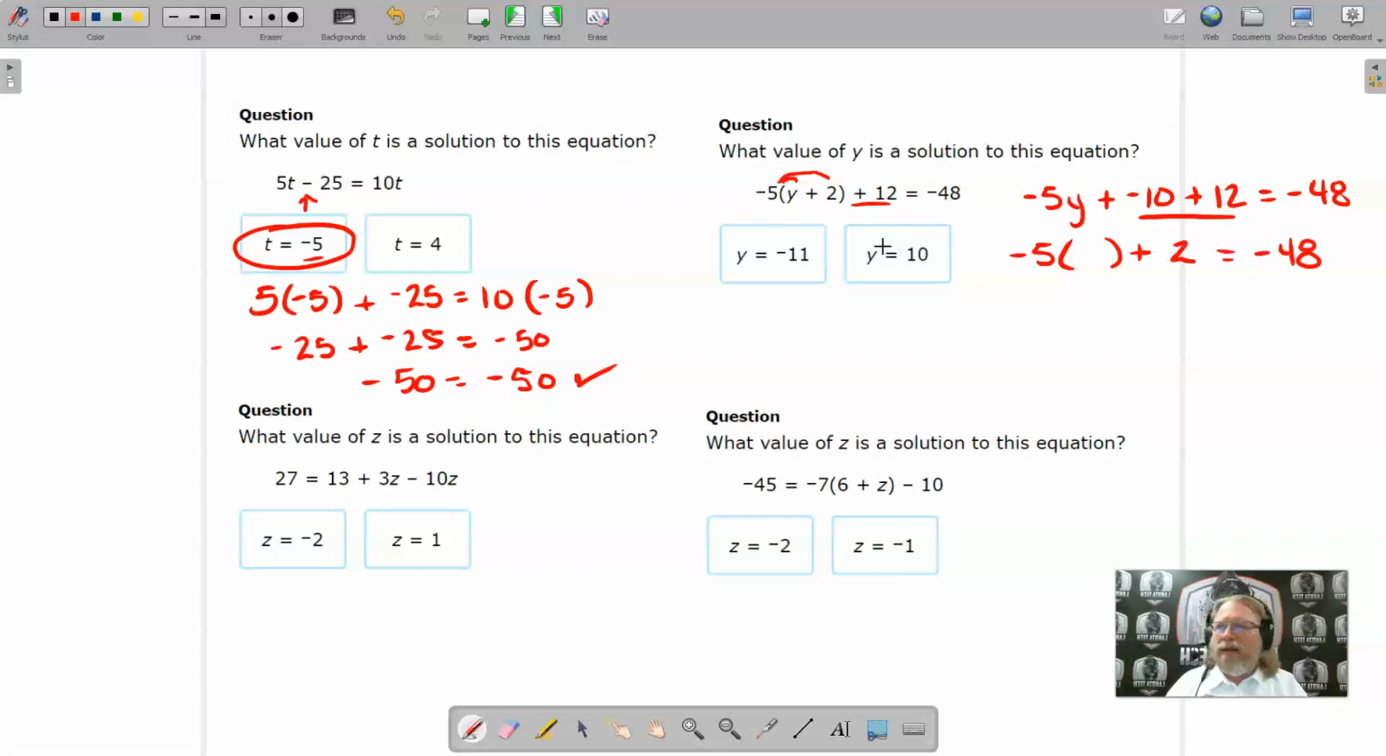Now let's go ahead and plug that value in. So our first possible choice is y equals negative 11. I kind of like this 10 though, right? It'll be a lot easier to multiply by 10. So let's try this one here first, okay? Let's go ahead and plug that 10 in there and try that out.